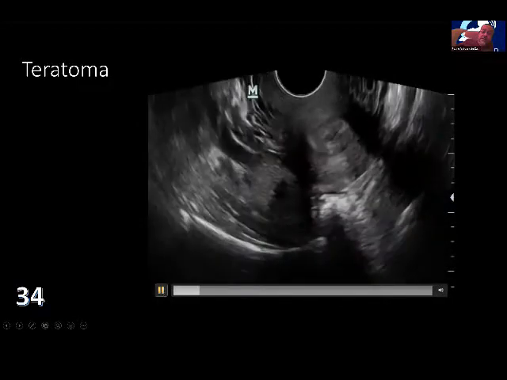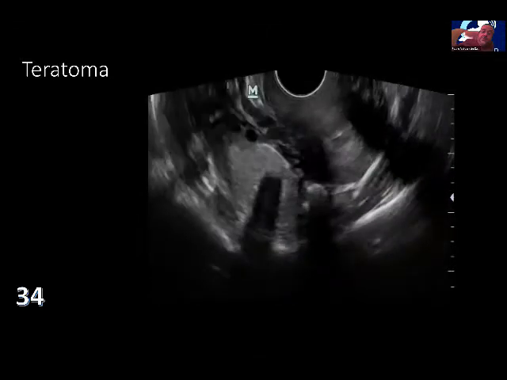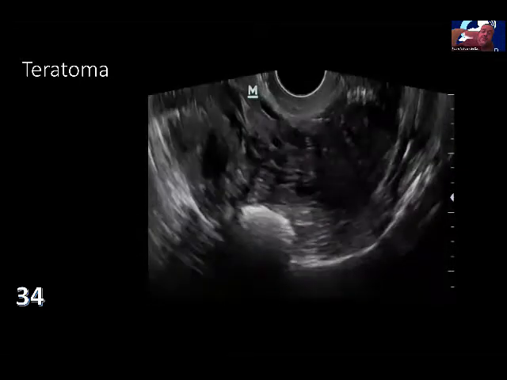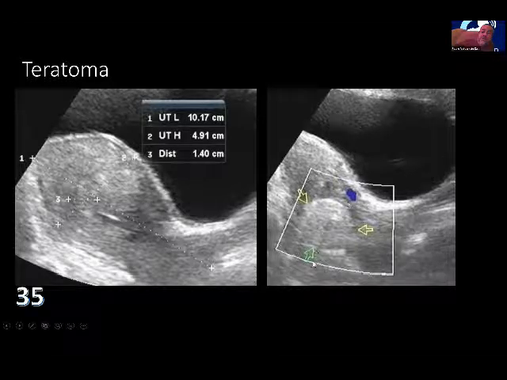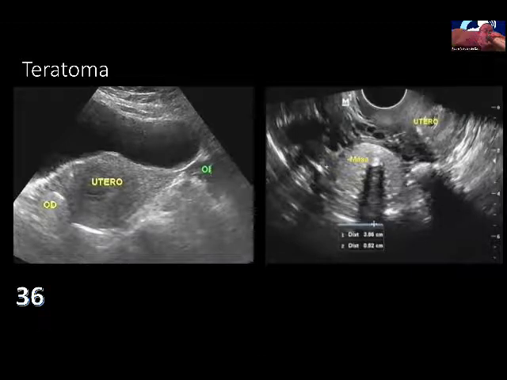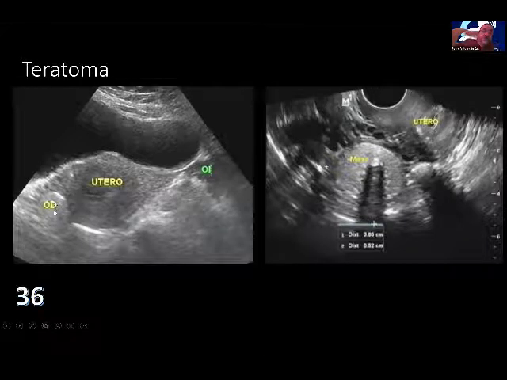That happens to be another teratoma. Another one, which is now not in front of the uterus, but behind the uterus, uterine length, endometrial line. We tilt the transducer a little bit, and then we find that thing behind the uterus, which happens to be on the right ovary.